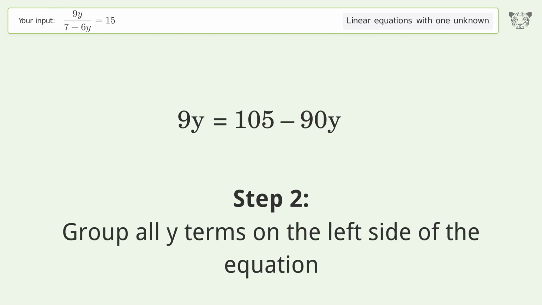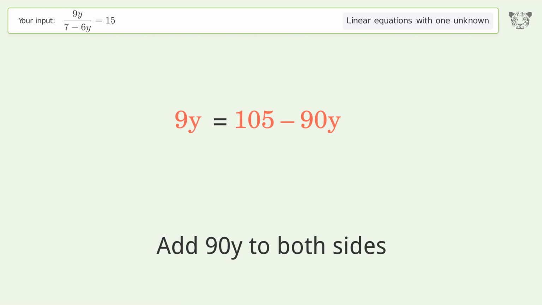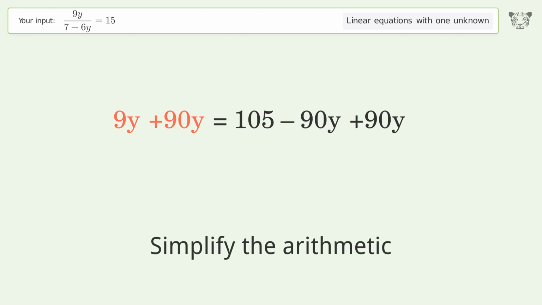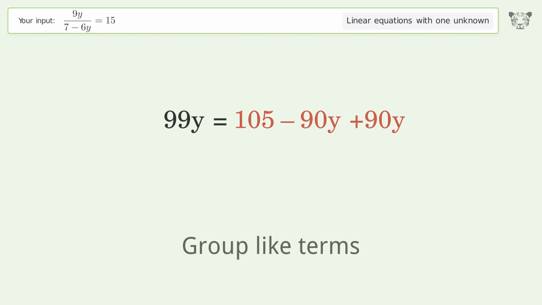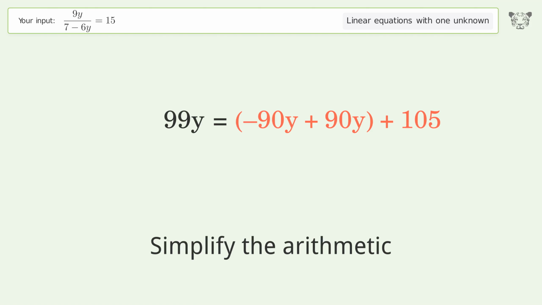Group all y terms on the left side of the equation. Add 90y to both sides. Simplify the arithmetic. Group like terms. Simplify the arithmetic.